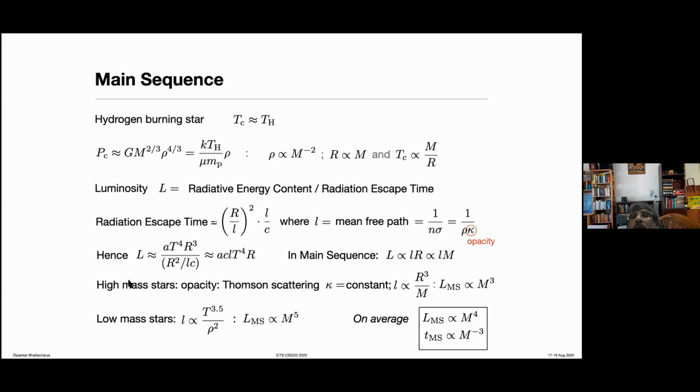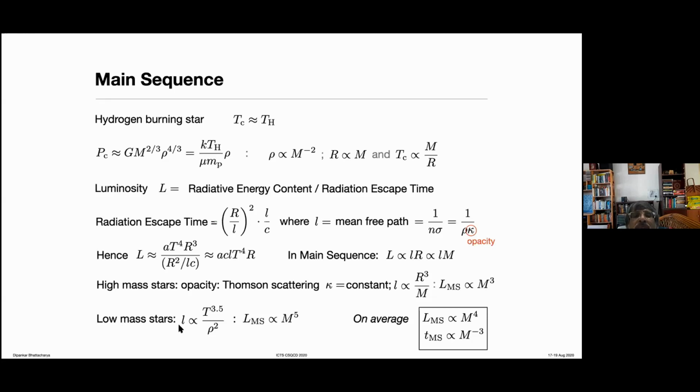And the dependence of L on density is the following. For high mass stars, the opacity comes mainly from Thomson scattering, for which kappa is actually constant. So L is therefore proportional to 1 by rho, which is proportional to r cubed by m. So hence, the main sequence luminosity will be proportional to the cube of the mass.